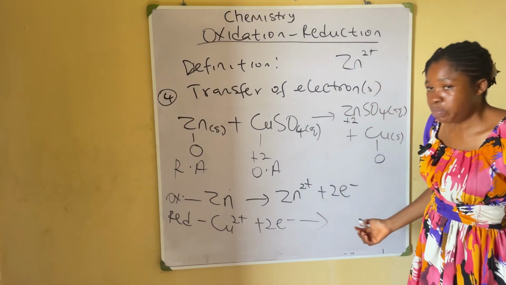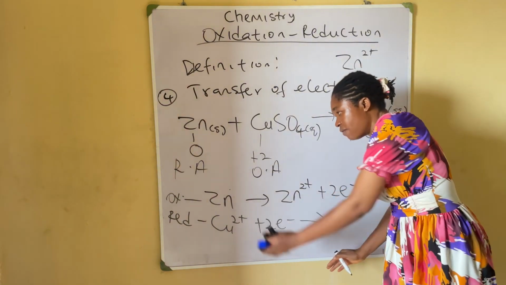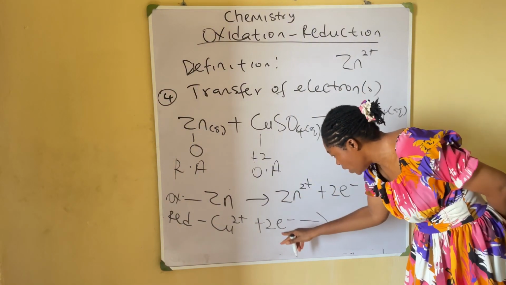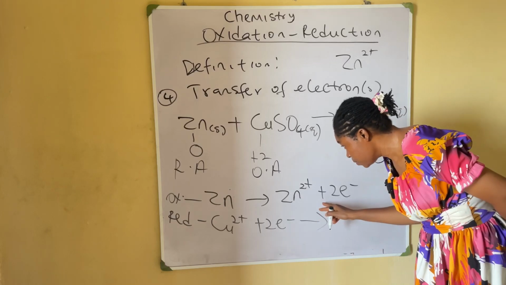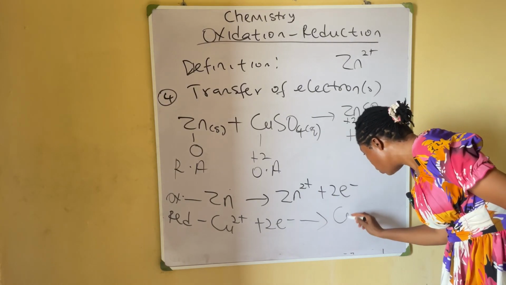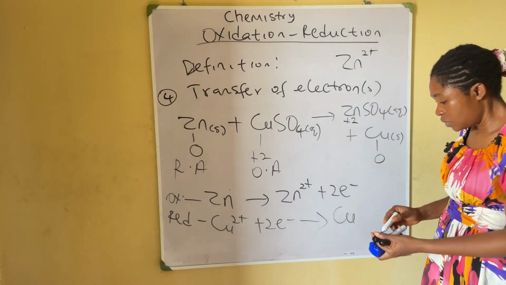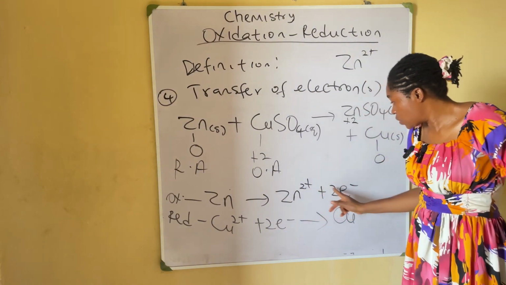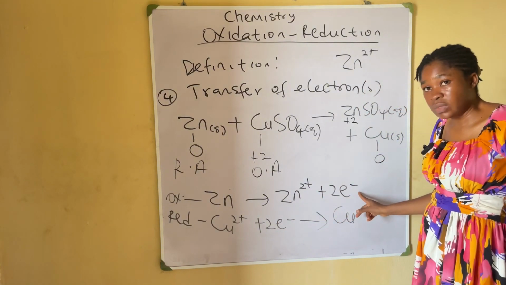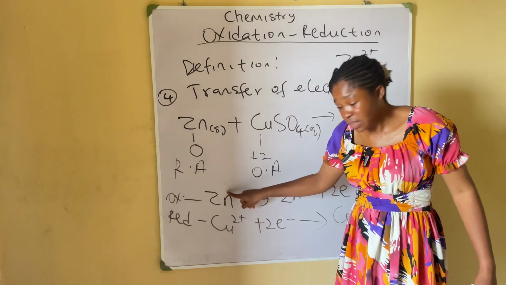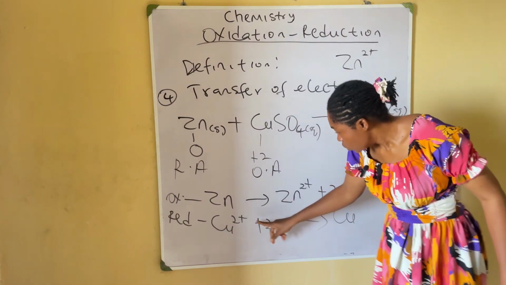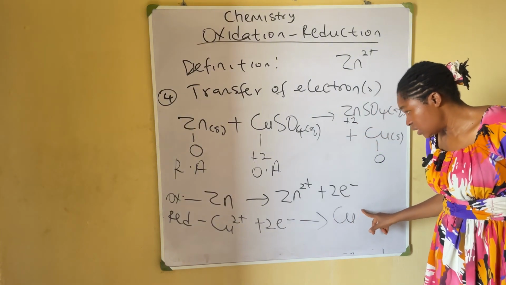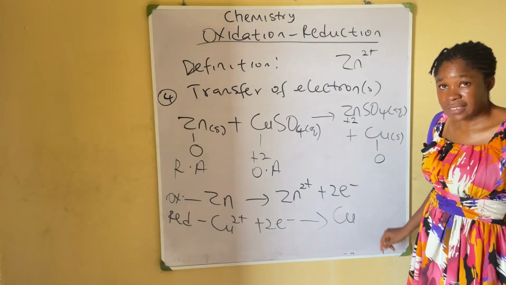So for reduction, place the electron on the left hand side. For oxidation, place the electron on the right hand side. So this copper ion accepted 2 electrons from what? The reducing agent and became reduced to what? To copper. So you can see the 2 plus -2, that is 0. There's no charge on this thing. That's 0. 2 plus 2 minus, there's no charge on this, so it is correct.